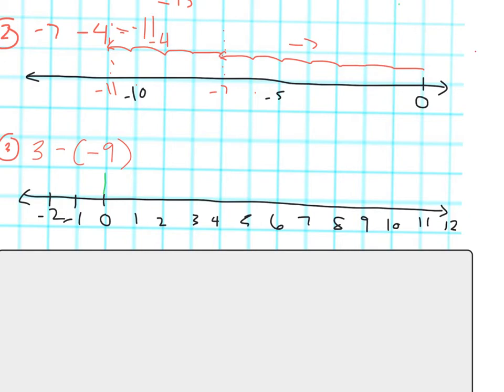And I'm going to go forward. I see it's positive 3. I'm going to go forward 3. 1, 2, 3. And I stop right there. That's my plus 3.